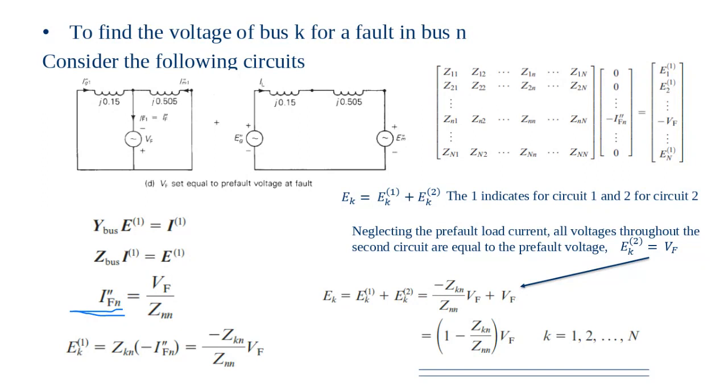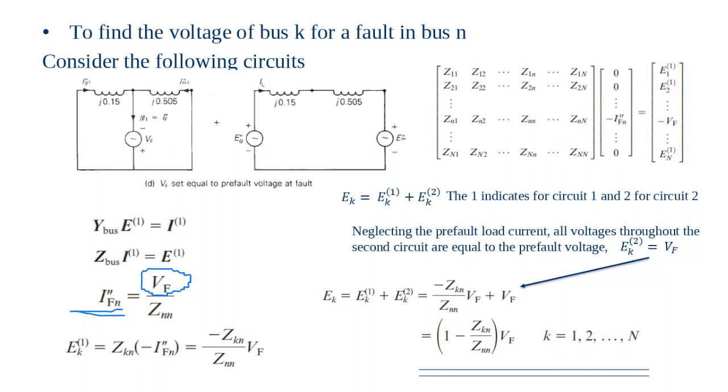Okay, so the calculation of the fault current here will be VF, the fault voltage. And what's the fault voltage? It's just the pre-fault voltage. We call it pre-fault voltage because the fault voltage is 0. But we are calculating now the current.